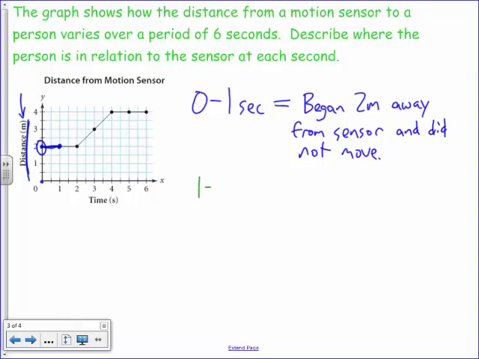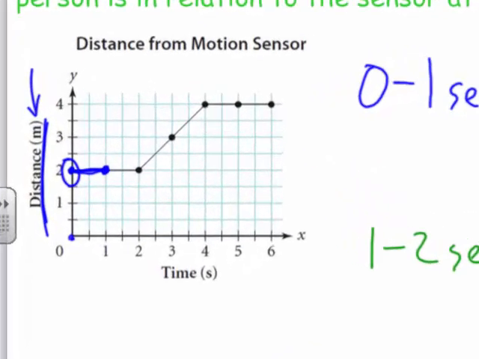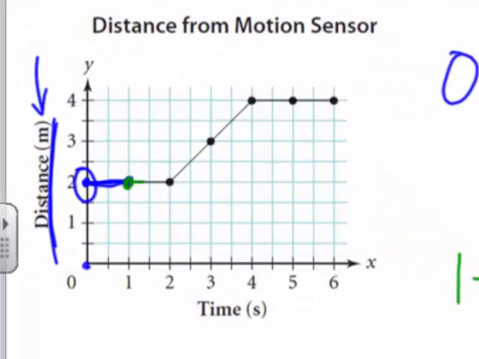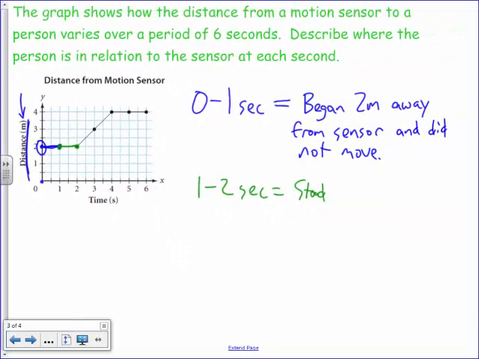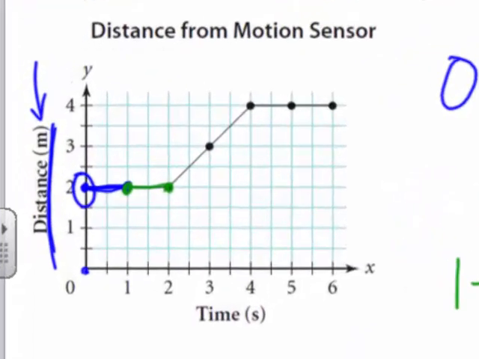Okay, so let's go from 1 second to 2 seconds. What occurred? So here I'm at 1, 2, still the same thing. Stood still, 2 meters away. Something along those lines. All right, moving on.